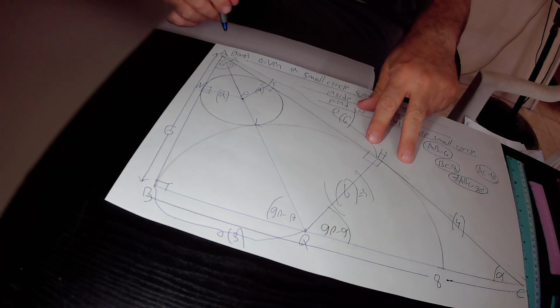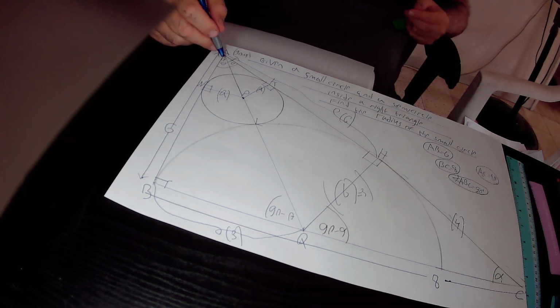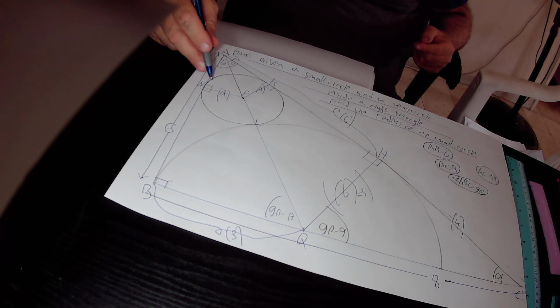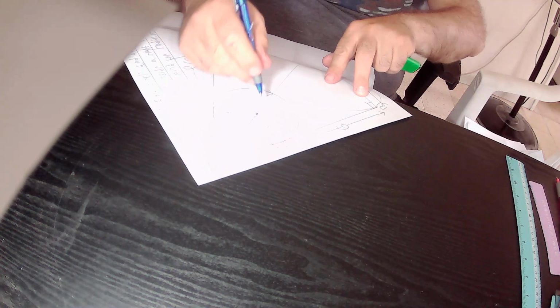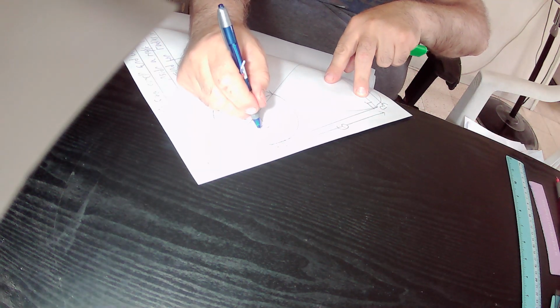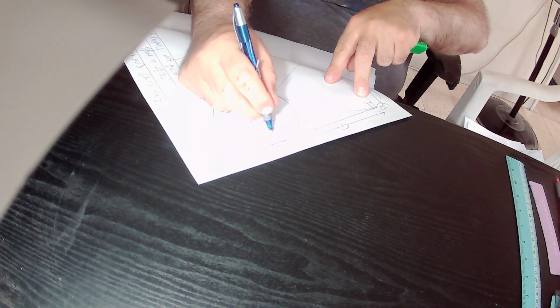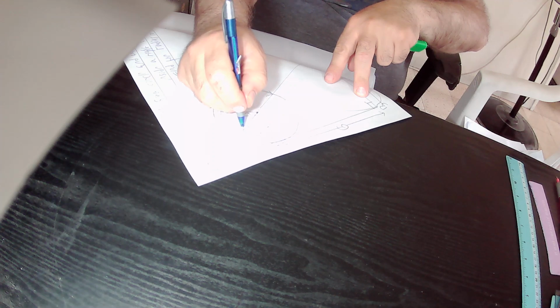Likewise, in the small right triangle AP, this angle equals theta, this angle equals 90 degrees, therefore this third missing angle must be equal to 90 degrees minus theta. According to the same rule, the sum of the angles in any triangle is equal to 180 degrees.